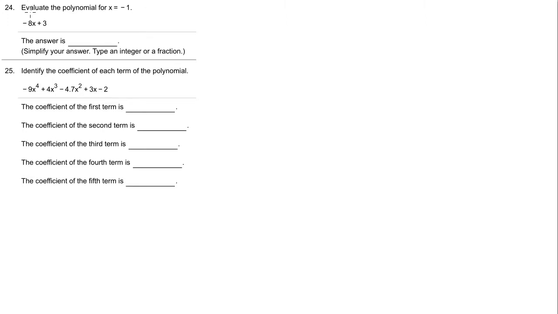Evaluate this polynomial for x equals negative 1. Negative 8x plus 3 is negative 8 times a negative 1 plus 3 is 8 plus 3 is 11. Identify the coefficient of each term. Okay. Coefficient of the first term is negative 9. The second is 4. The third is this negative 4.7. The fourth term is 3. And the fifth term is negative 2. Cool.